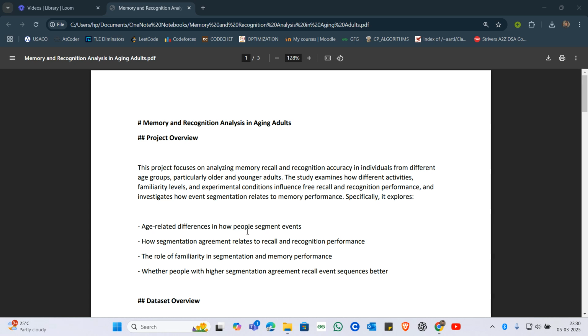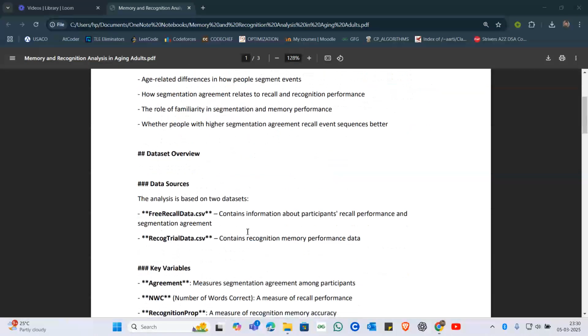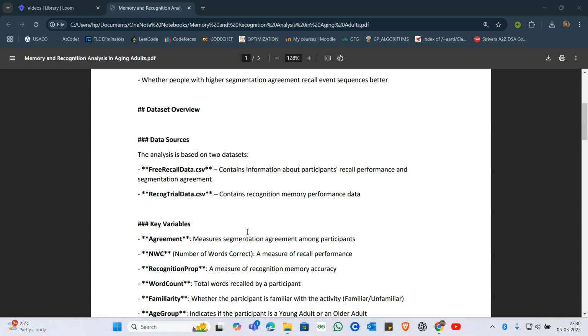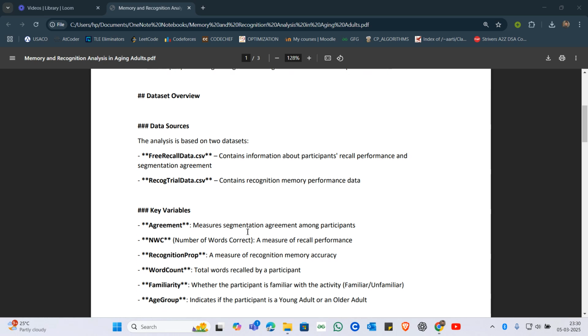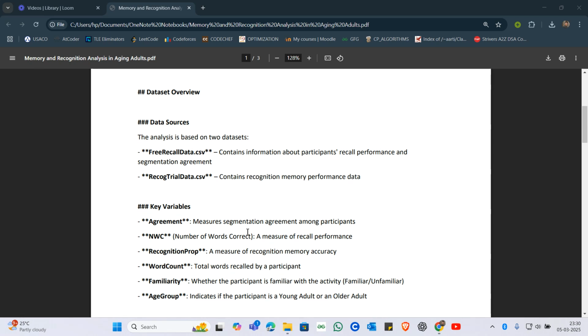So let's move to the dataset overview next. My analysis is based mainly on two datasets. One dataset is pre-recall data.csv, which includes recall performance and segmentation agreement, and another dataset is recog trial data.csv, which records recognition accuracy. The key variables in my study include agreement, which measures how much participants agree on events. Another important variable is NWC, which is number of words correct. It is the measure of recall performance.